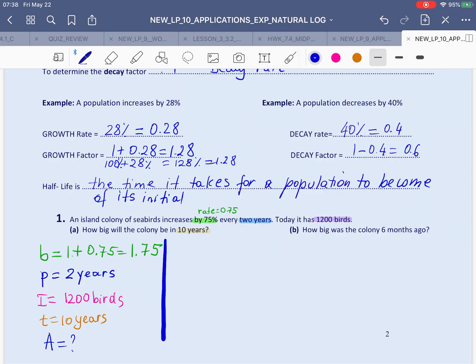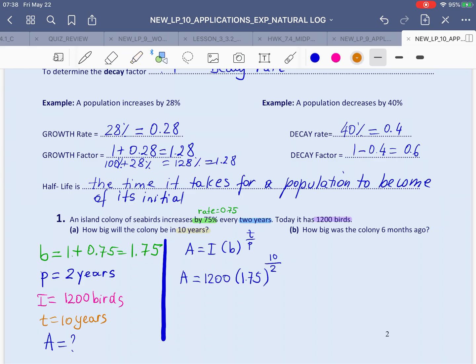So I like to write the information first, always. And now I'm going to start with writing the equation. So the teacher said that we have to use this formula here. So I'm going to write this down. And I will substitute everything I have and everything I don't have. I'll leave it as they were. So A is not known. I is 1,200. B is 1.75. T is 10. And P is 2.